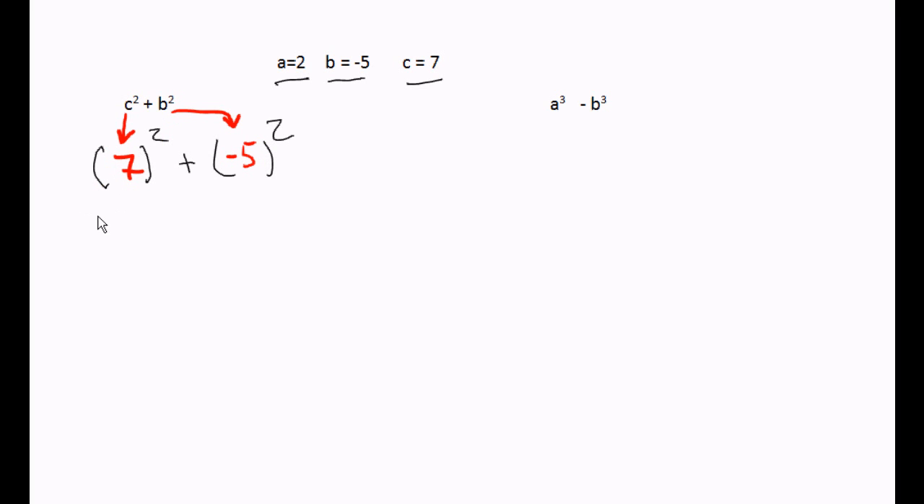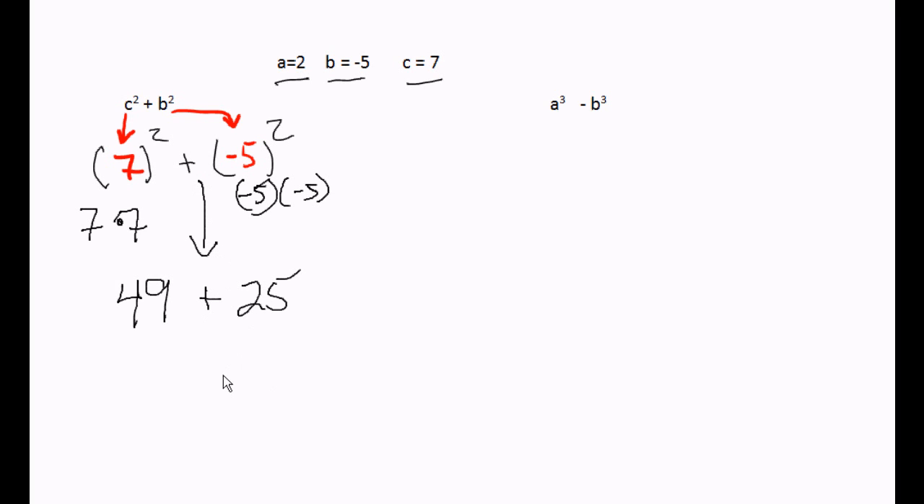Do the powers next. 7 to the second power is 7 times 7, which is 49. And then negative 5 to the second power is negative 5 times negative 5. 5 times 5 is 25. Negative times a negative is a positive. So negative 5 squared is a positive 25. There's a plus sign between them. Now I just add these. 49 plus 25 is 74.